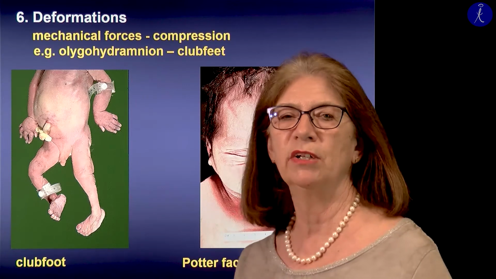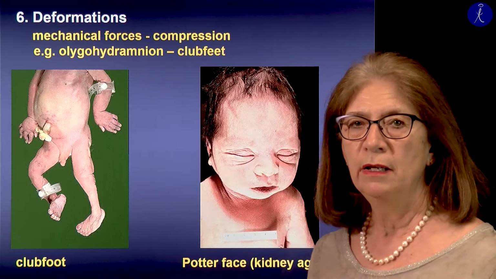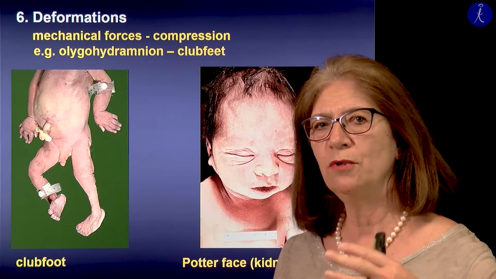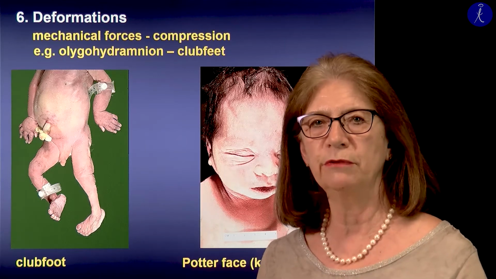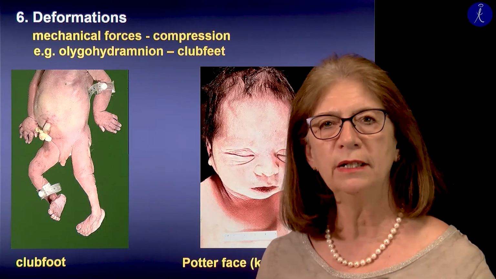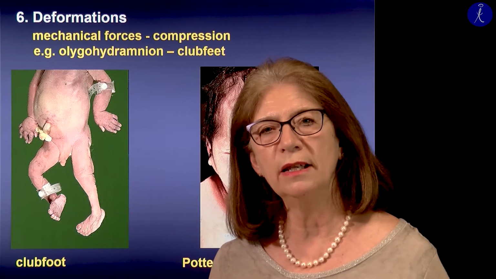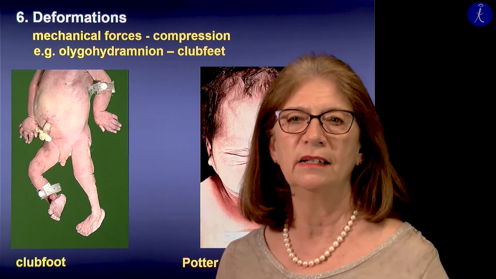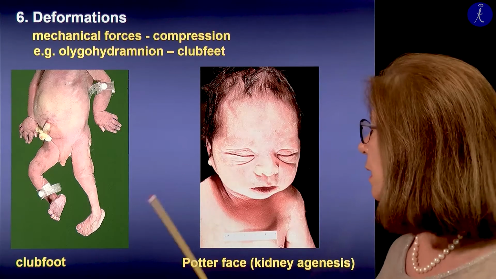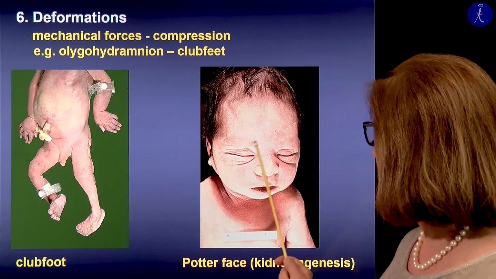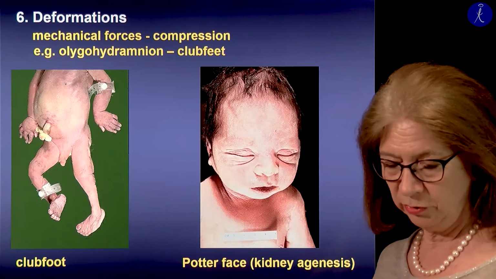Or oligohydramnion may occur also when the baby doesn't have a kidney. The babies swallow the amniotic fluid and they recycle it, so to say, through the functioning kidneys from the 5th month on, and they pee it back to the amniotic cavity. And if there is no kidney, then this recycling doesn't function, and they end up with oligohydramnion. Those babies who have no kidneys have this strong groove under the eyes. This is called the Potter face.